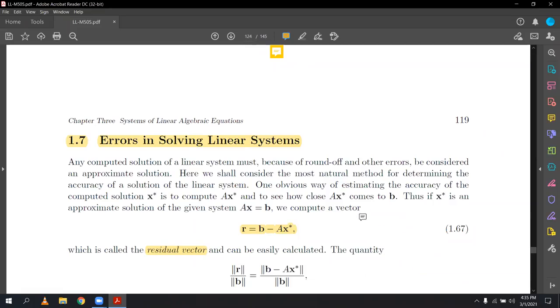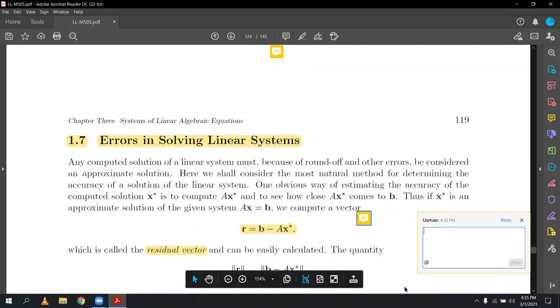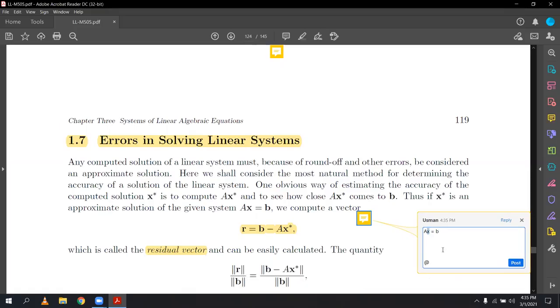What is your original system, please? The exact system or original system is this one. A given, B given, and we have to find an approximation of what? This exact solution, which we call X here. Can I write this in this form? B minus AX is equal to what? 0.